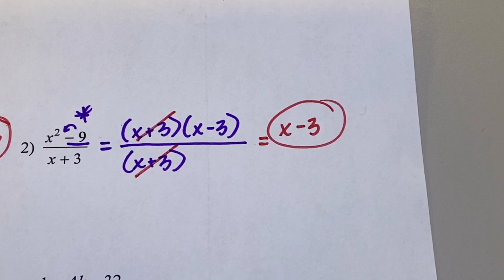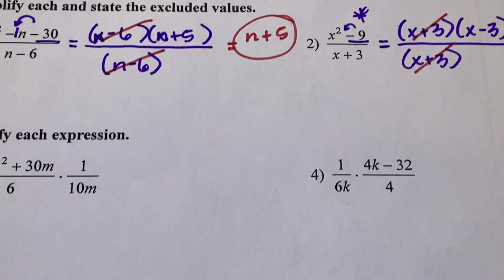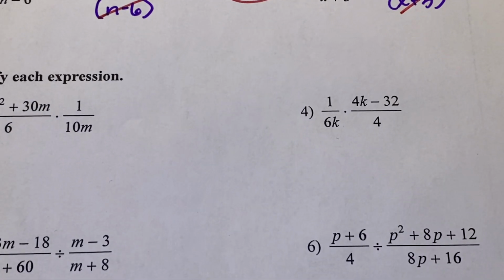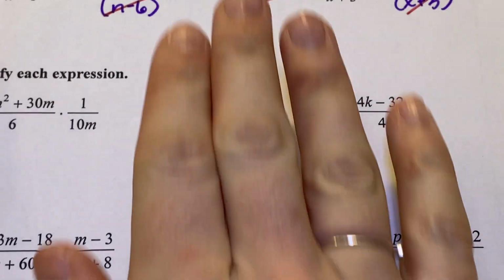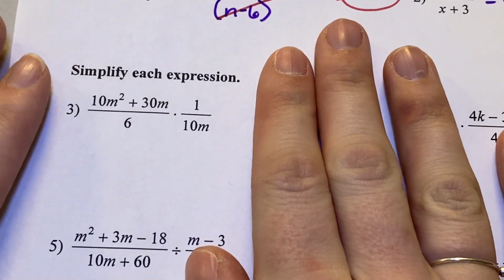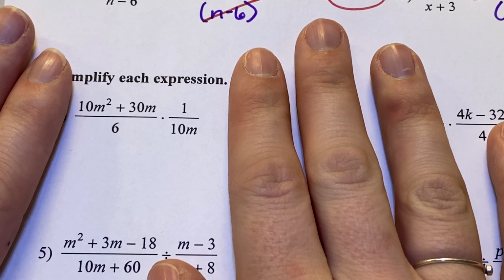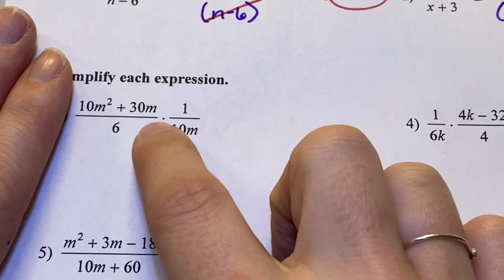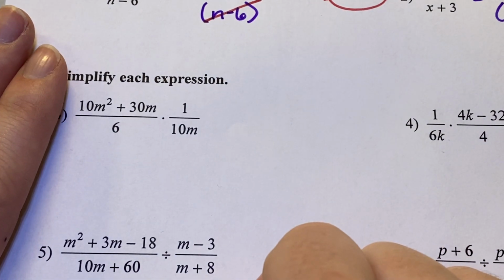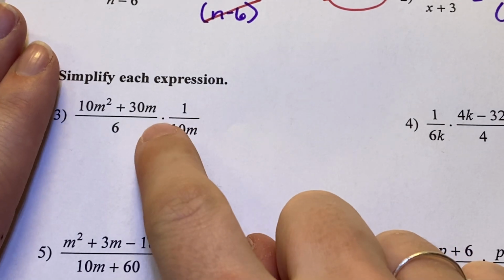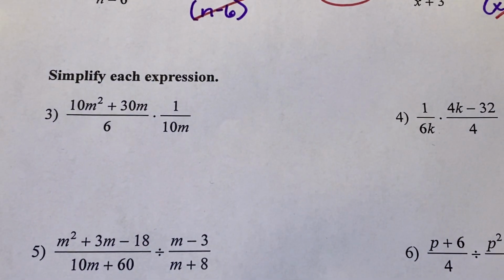Nice. Numbers 3 through 6. So for example, let's look at 3, because it's just telling us to simplify. How many fractions do you see? 2. What's the operation in between them? Multiplication. So we are simplifying by multiplication.